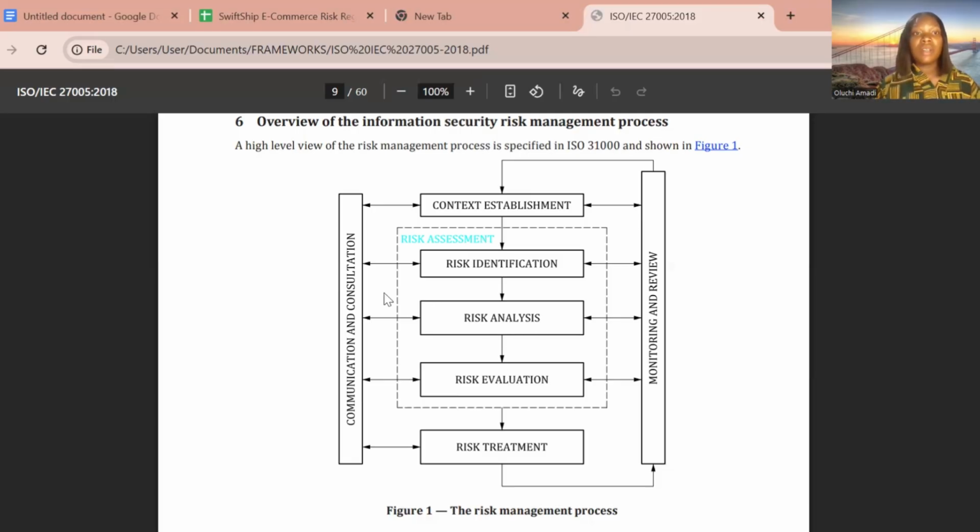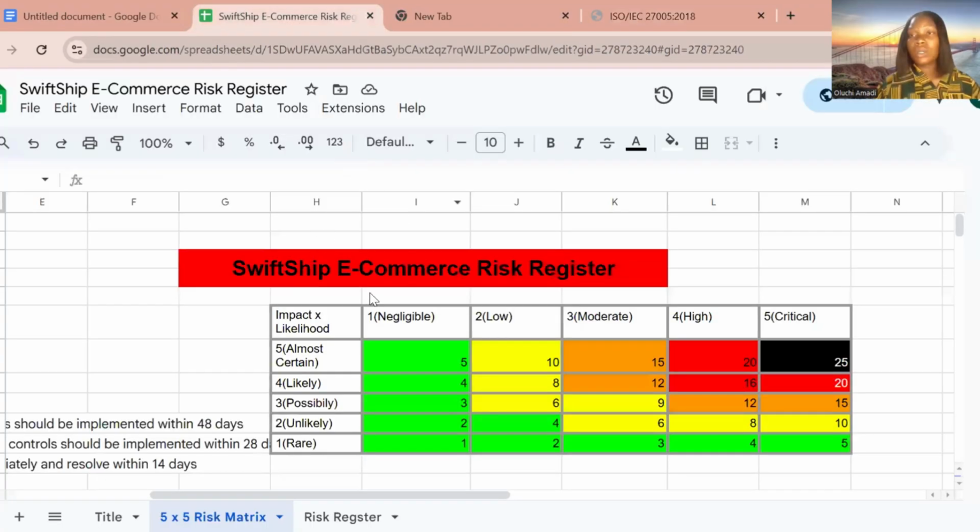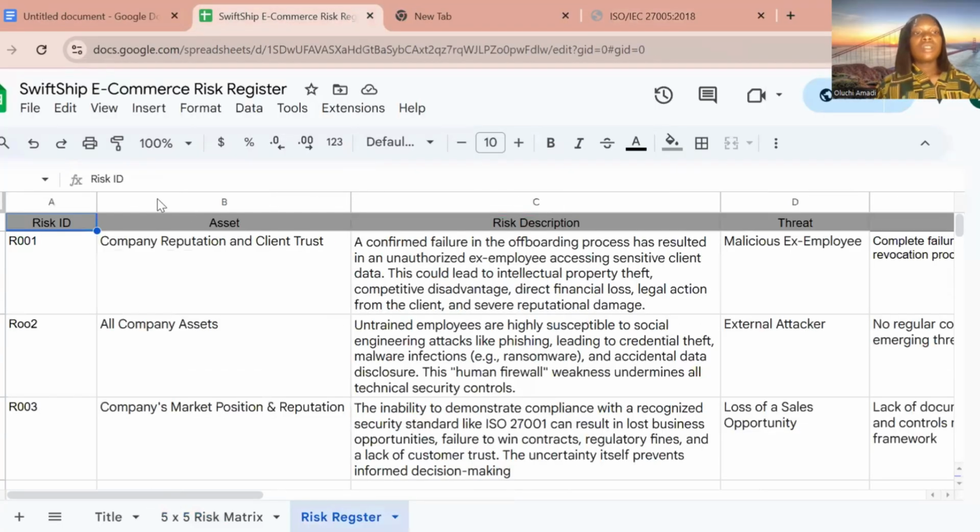But before we get to the risk evaluation, I'm going to show you the risk register. What is contained in the risk register? So this is the risk register. This is how it looks like. This is how your risk register looks like.